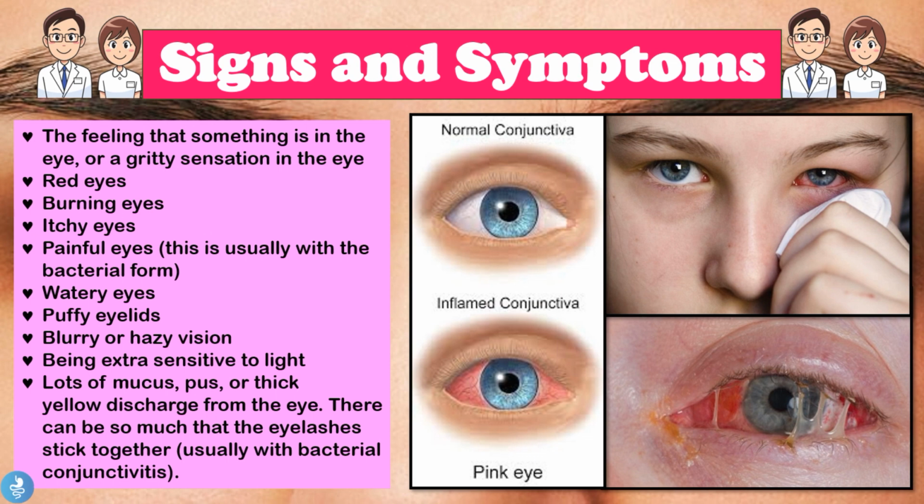bacterial conjunctivitis. As we can see in this image down at the bottom of our screen here, we see what the classic bacterial conjunctivitis is. It oozes out so much pus and discharge that the eyelashes can begin to stick together.